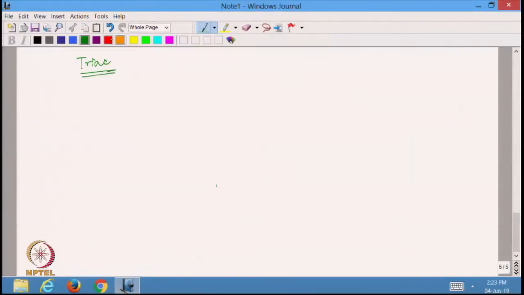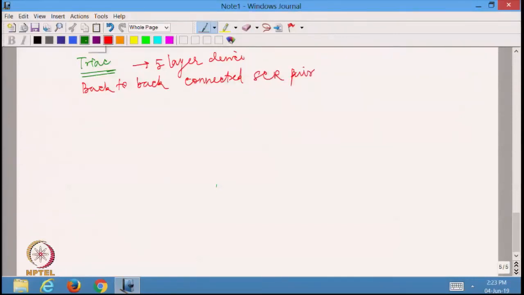TRIAC is basically a 5-layer device and it is equivalent to a back-to-back connected thyristor or SCR pair. What I mean by back-to-back connected SCR pair is, I will have one thyristor connected like this, another thyristor connected like this, and they are connected in anti-parallel. So, TRIAC is exactly equivalent to this. Let me draw the symbol of TRIAC. The TRIAC symbol is somewhat like this.